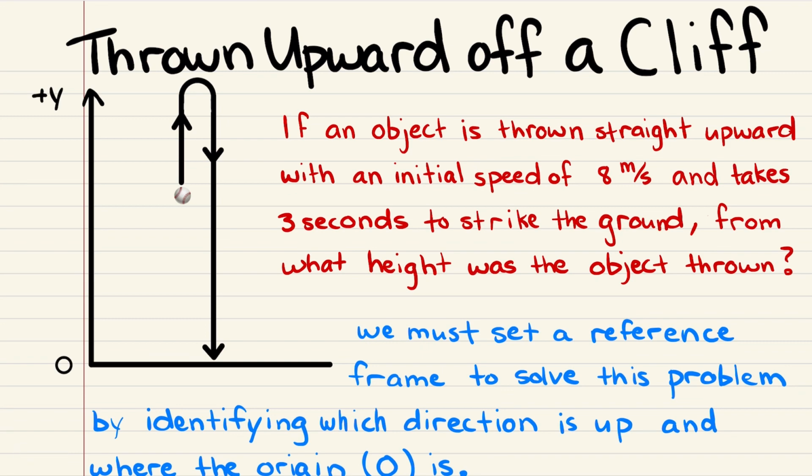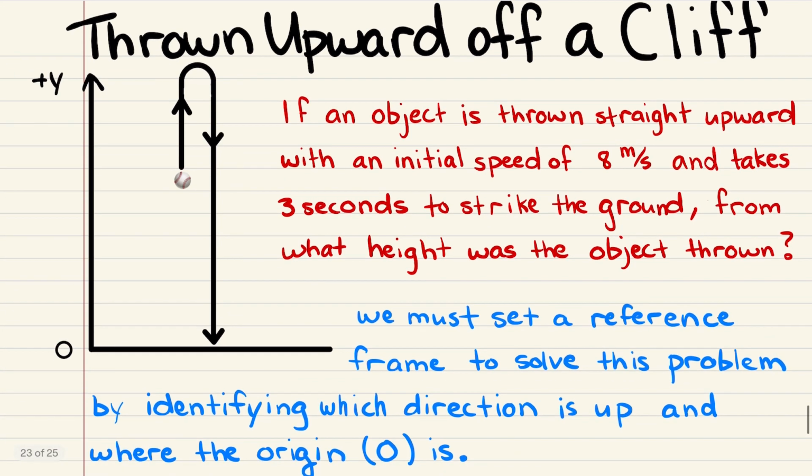Let's take a moment to look at the problem in which an object is thrown upward off a cliff. So we're not quite to full two-dimensional projectile motion yet, but an object is thrown upward off a cliff and then it falls all the way back down past its initial position all the way to the ground. So if an object is thrown straight upward with an initial speed of 8 meters per second and takes 3 seconds to strike the ground, from what height was the object thrown?